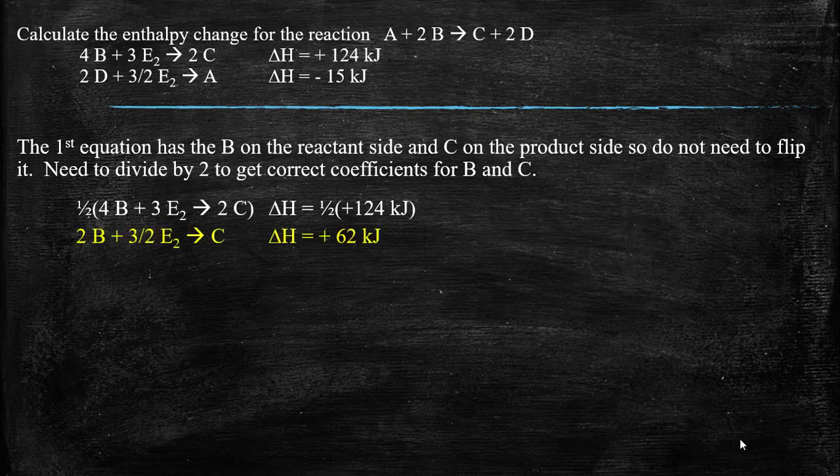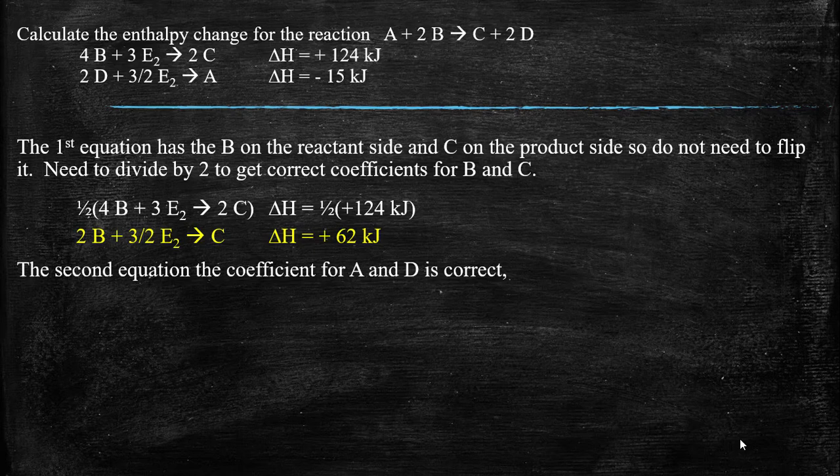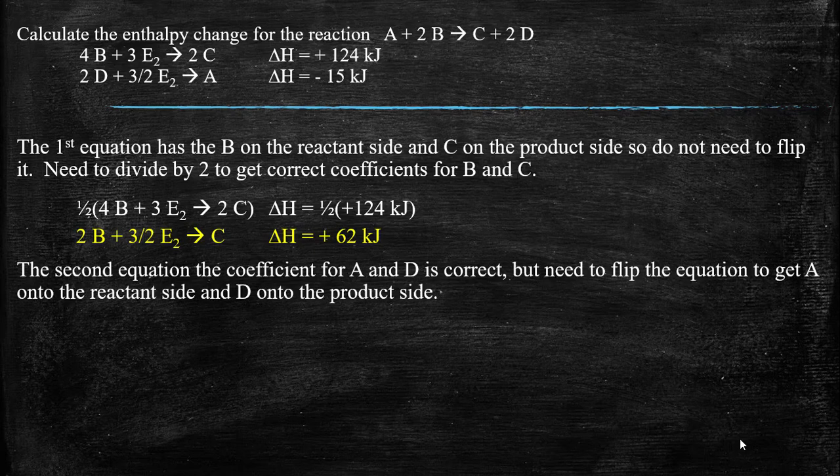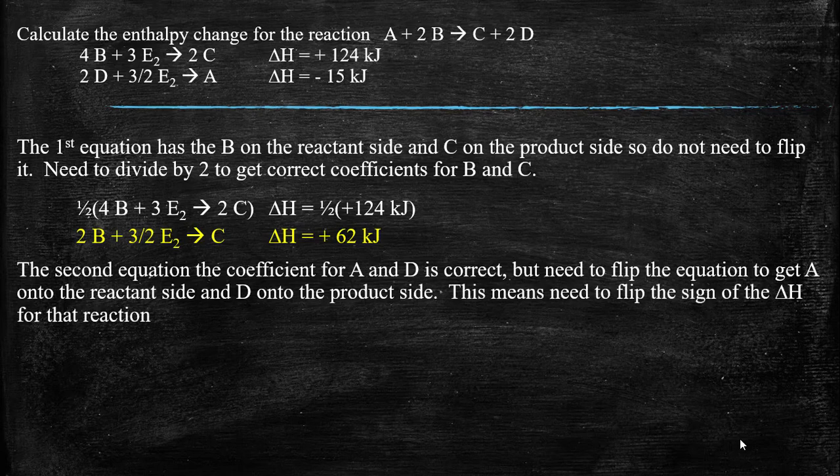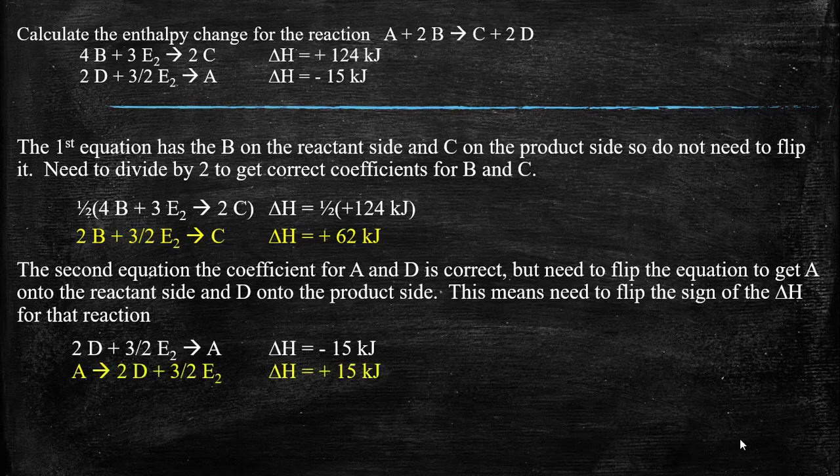So now let's take a look at the second equation. The coefficient for A and B is correct, but they are on the wrong side of the arrow, so they will need to be flipped. If you flip the equation, you need to change the sign of the delta H for that reaction. So we start with this equation, but then we flip it and we get this equation. Note that the sign of the delta H has gone from negative to positive.